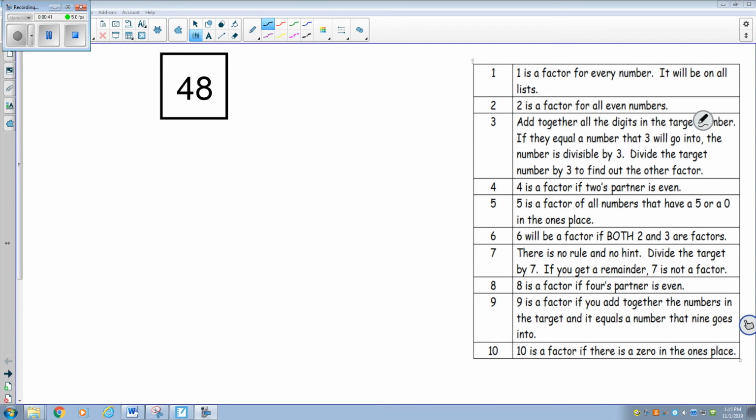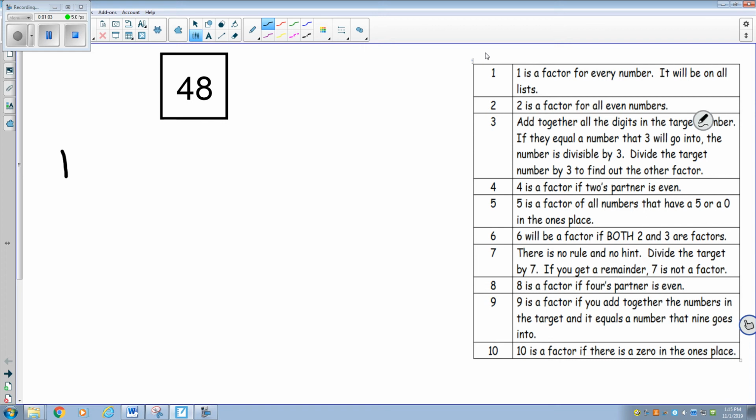Over here on our list you see we have 1, 2, 3. We want to do this systematically. We want to try to find all the factors, so we don't want to leave anything out. So we start with 1 and we work from there. It says over here on the right side 1 is a factor for every number. So we want to start off with 1 because 48 can be divided into groups of 1.